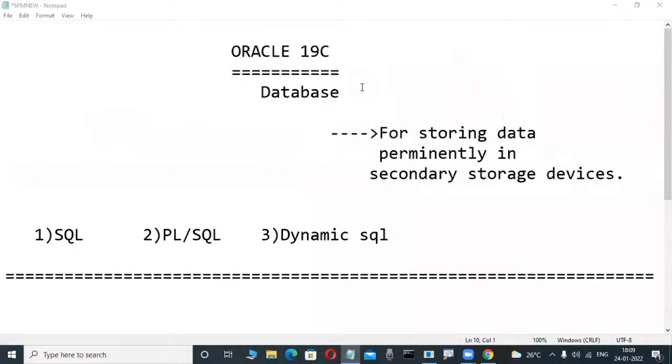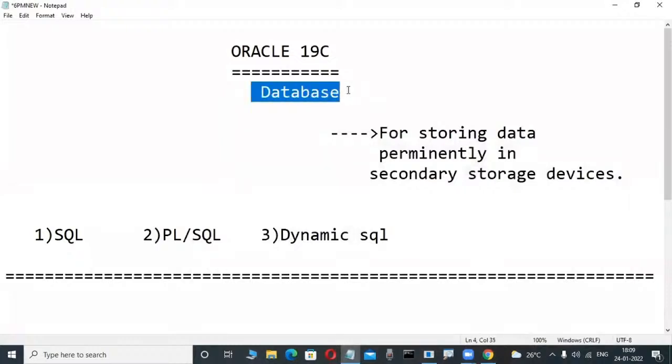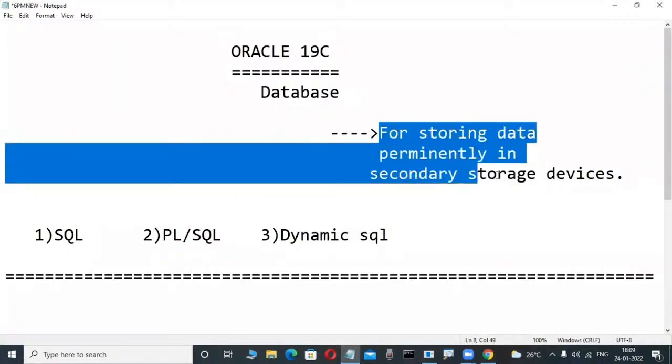Concentrate here. What I am telling, anybody who did not attend the previous classes, don't be afraid, don't worry. Simple. Now Oracle is a product from Oracle Corporation. 19c is a version. Don't worry. This Oracle is a database product. This is previous class notes, just for idea purposes, for newcomers. Database product. What is the purpose of this database product? For storing data permanently in a hard disk.